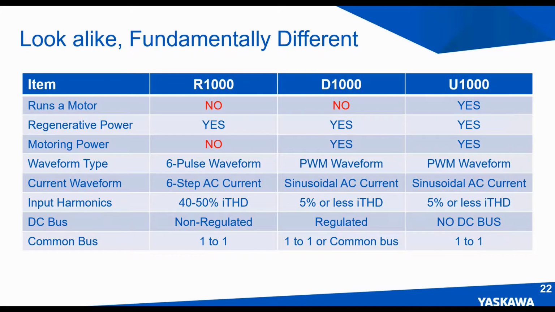I mentioned the D1000 is a DC power supply, and as such, we can regulate that DC supply. The R1000 is a simple converter, so it's just going to take that DC and put it back on the line, so it's not going to regulate it. And obviously, our matrix drive control is just an AC to AC converter. There is no DC bus there.